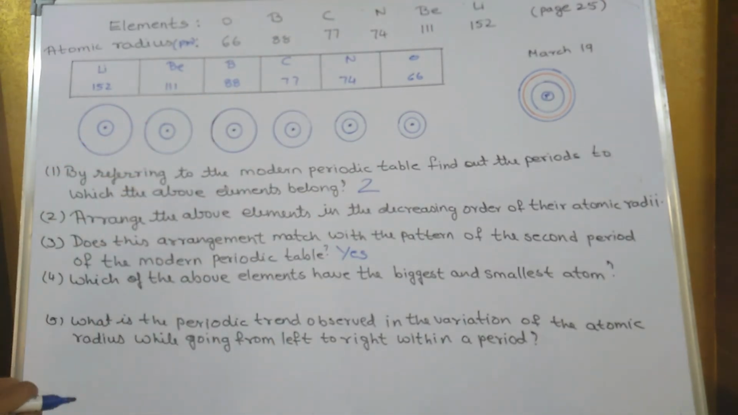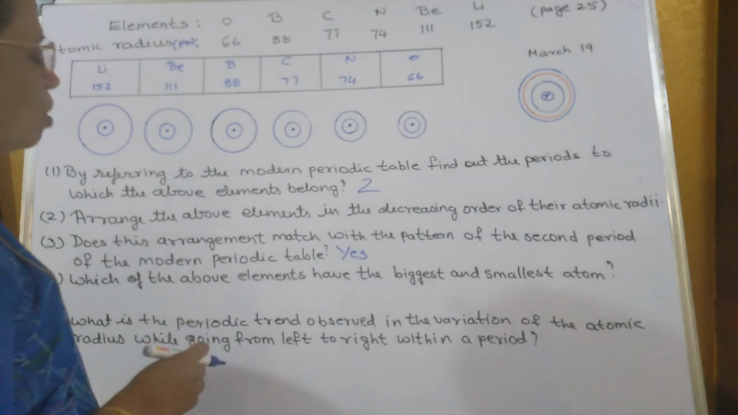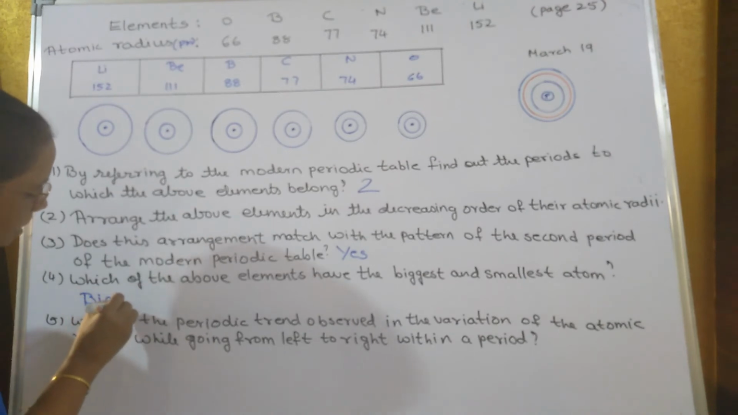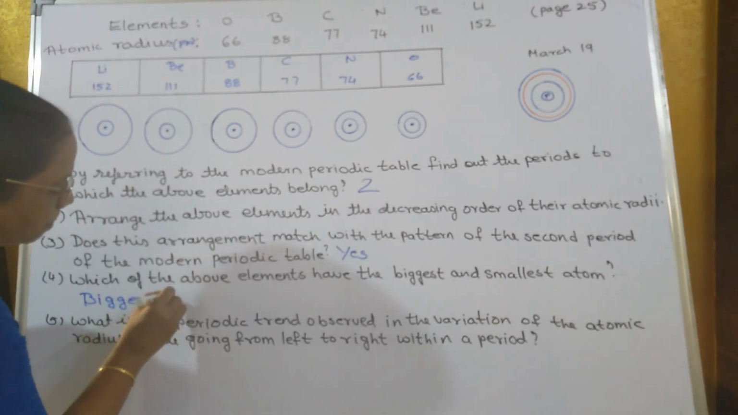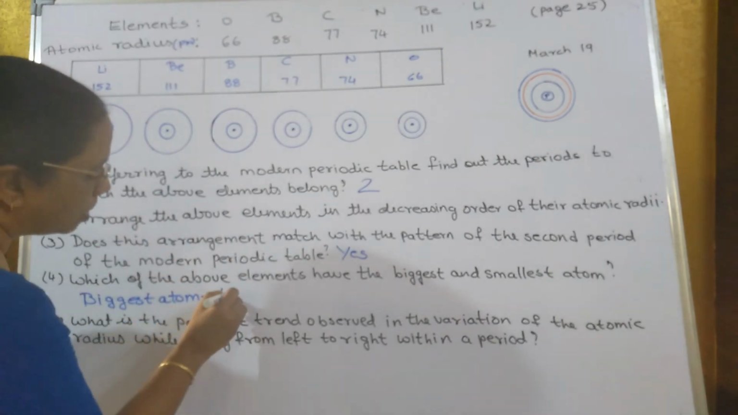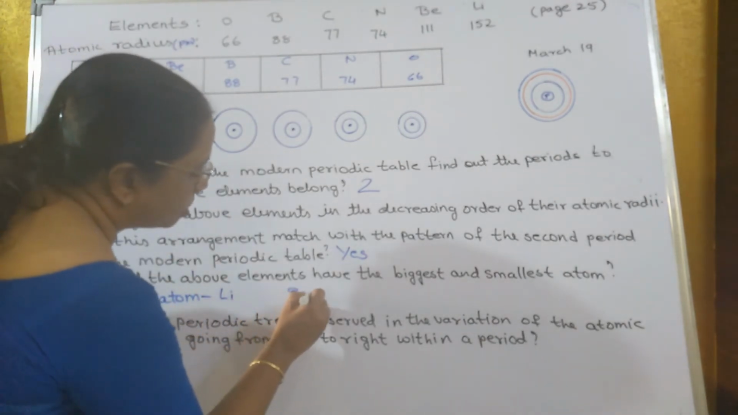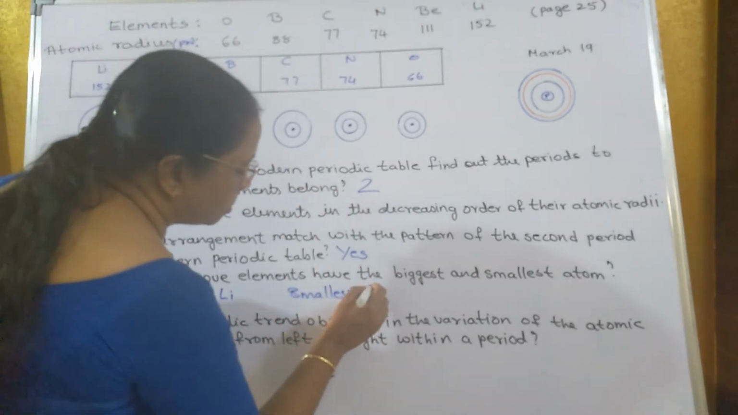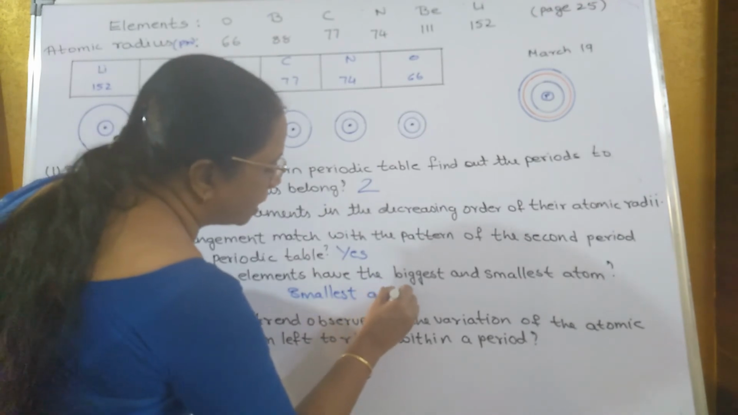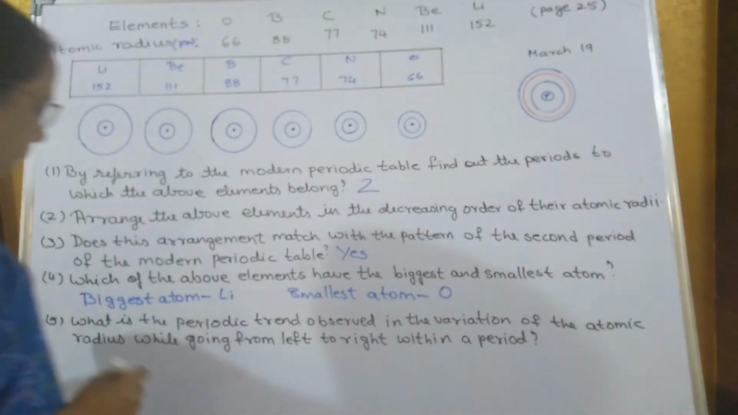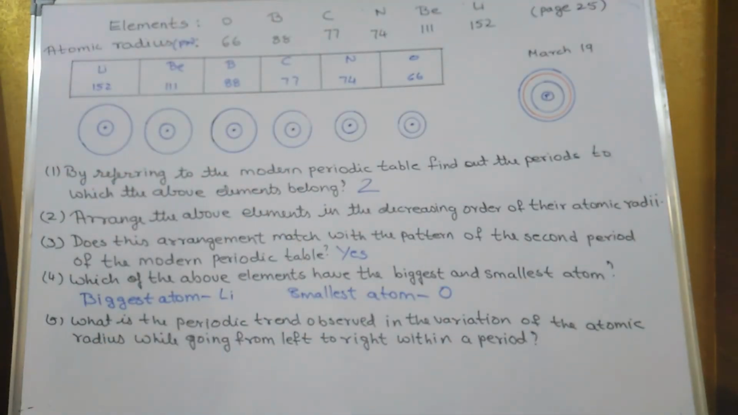Which of the above elements have the biggest and the smallest atom? So which is the biggest atom? Biggest atom, सबसे बड़ा एटम कौन सा है जिसका रेडियस सबसे बड़ा है? वो है लिथियम। और सबसे स्मॉलेस्ट एटम कौन सा है? Which is the smallest atom? The one which has the smallest radii is the smallest atom. So which is the smallest atom? That is oxygen.